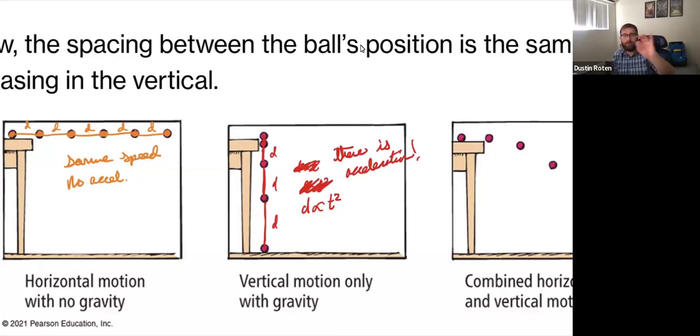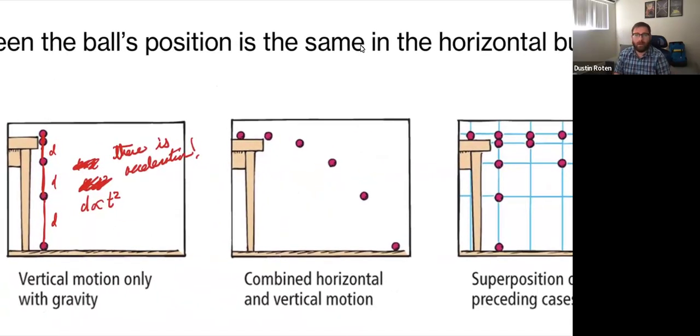So if we take both of these pieces together, the horizontal constant speed and the acceleration downward, here's what we get. We get this motion. So you can see the distances are the same horizontally, but the vertical distances are increasing, just like you would expect.